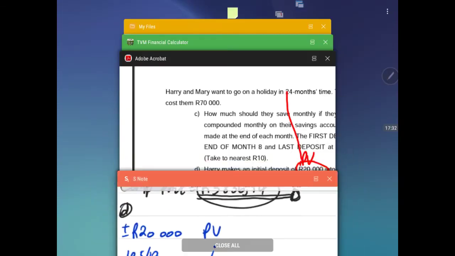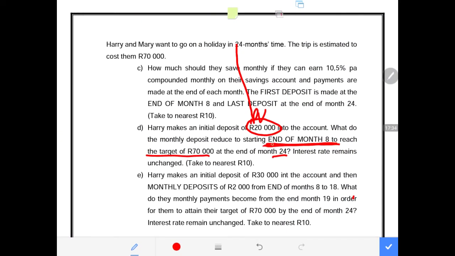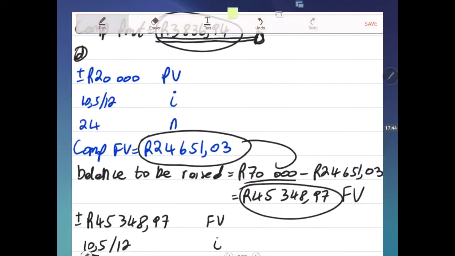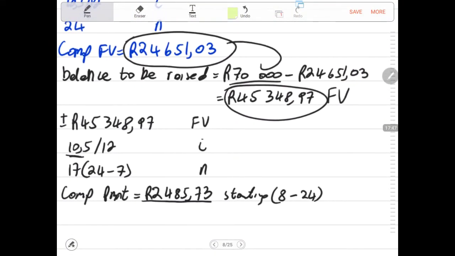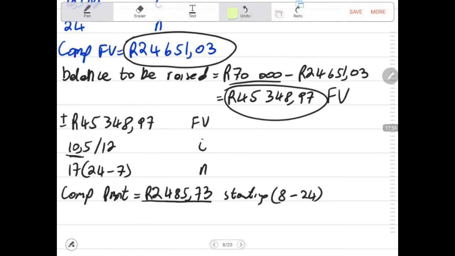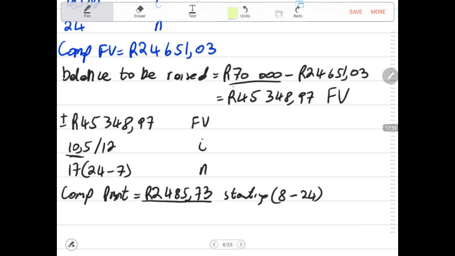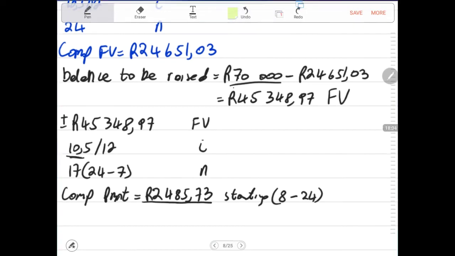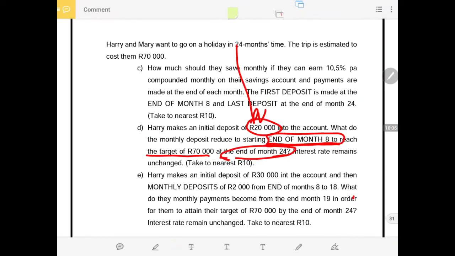They made it very clear that they are still willing to make monthly deposits from month number 8 up until month number 24. So obviously the deposits must be based on the remaining balance that we need in the future, the future value, calculating how much must be paid monthly to reach the remaining balance we need to raise in order to have the 70,000 for the holiday trip in 24 months. So that was scenario number 2. Then now we go to scenario number 3.